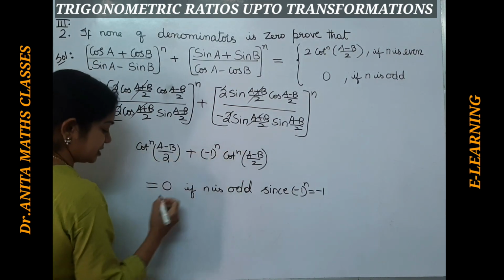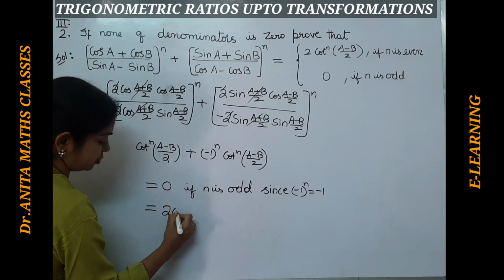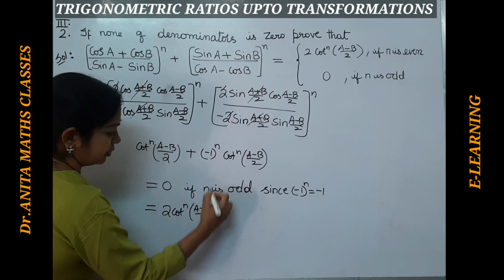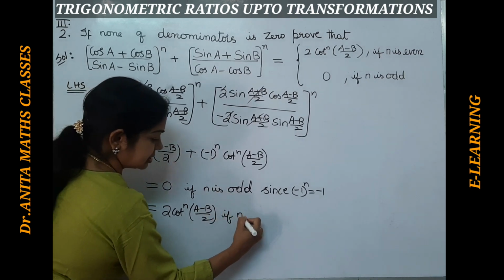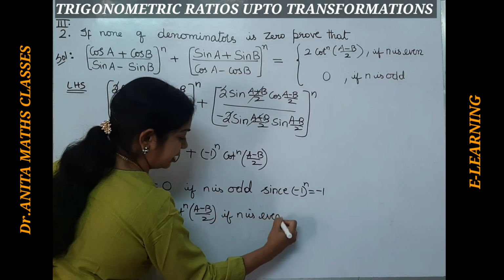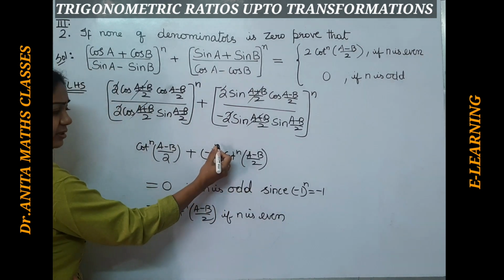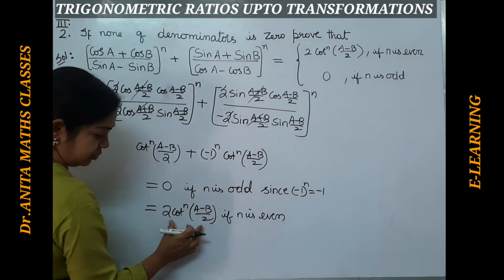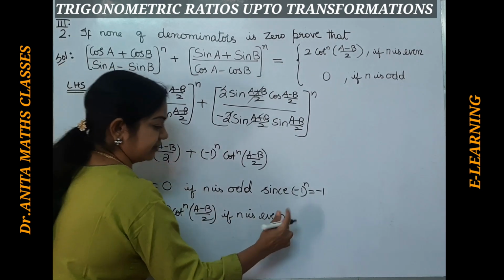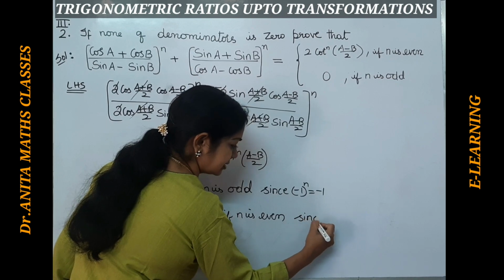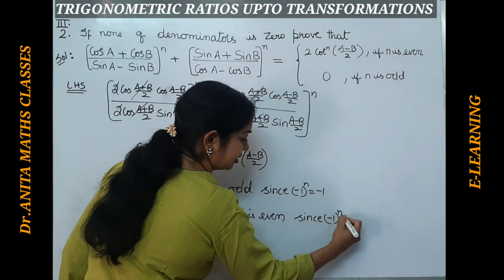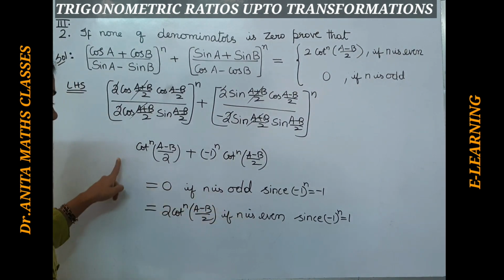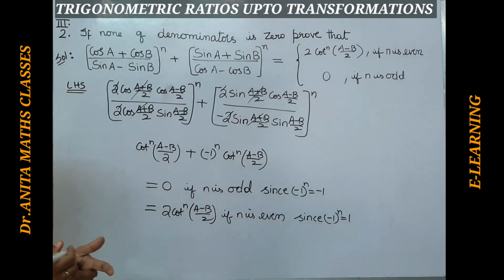Now this becomes equal to 2 cot^n((A−B)/2) if n is even. If I keep it as even, this becomes just 1, so cot and cot, you get 2 cot^n, because (−1)^n will become just plus 1 in the case of n even. So these are the two conditions. Please note it down. Pause it and note it down.